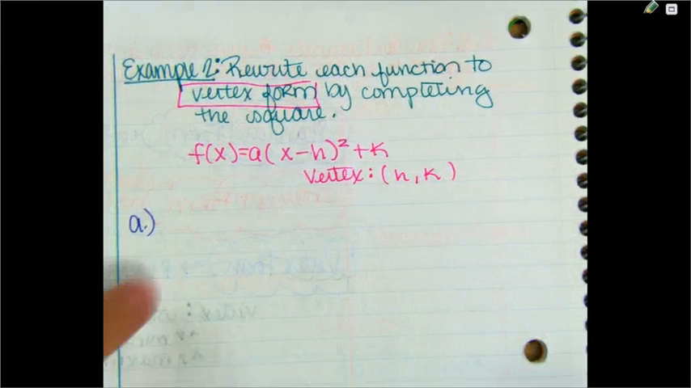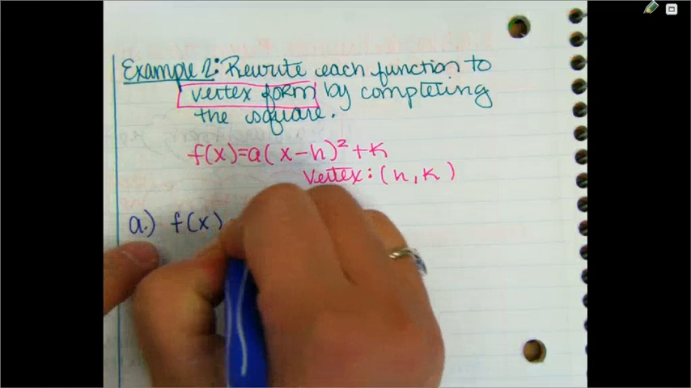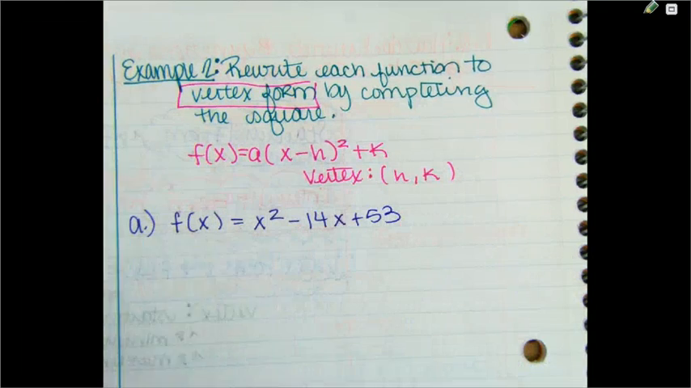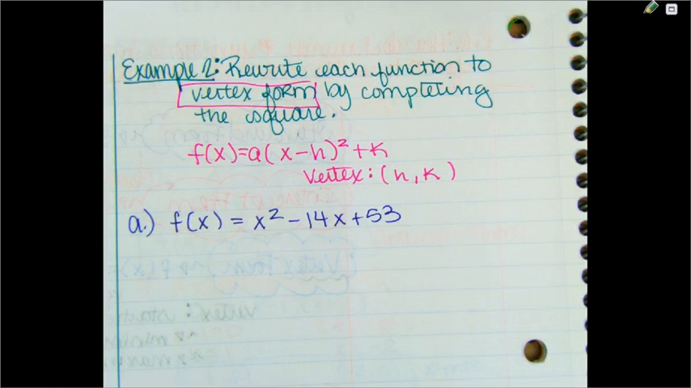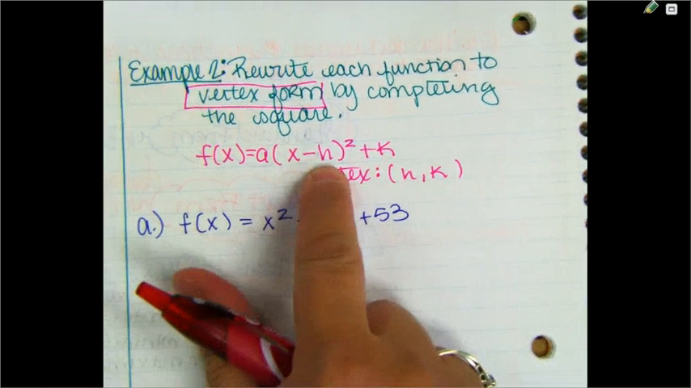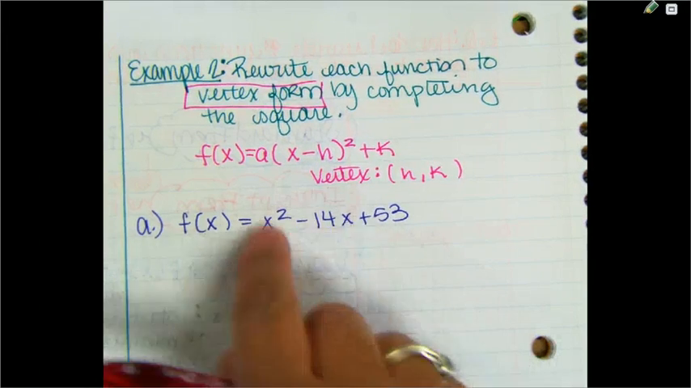So, what does this mean? Well, let's take something in standard form. So f of x equals x squared minus 14x plus 53. So standard form. Yeah? Okay. We are going to get it from here to here. Do you understand? So we're going to go from here to here.